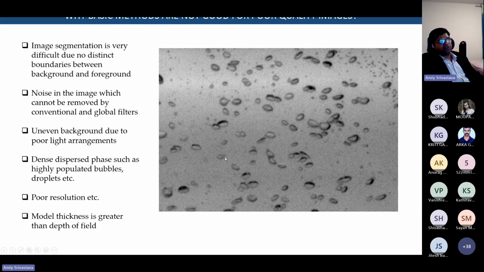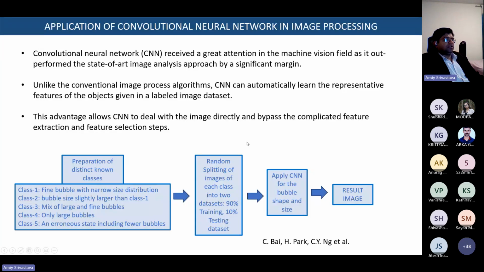But that was our limitation. Our physical model at that time was of that type. We cannot get any image better than this. So that was our limitation. There was an uneven background, and bubbles were also densely dispersed throughout the flow domain. A lot of noise was also there, different types of noise. And the model thickness was also greater than the depth of field. So in that condition, we have to take the help of machine learning.